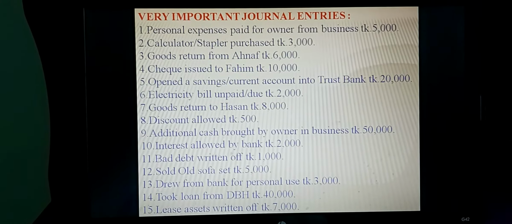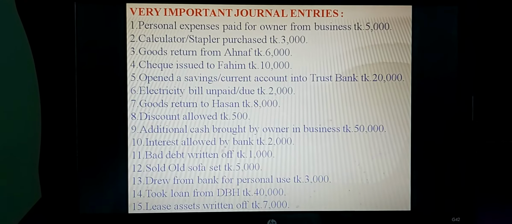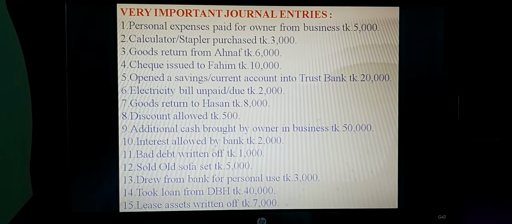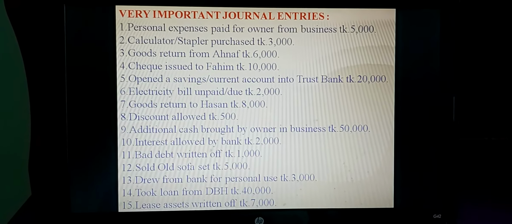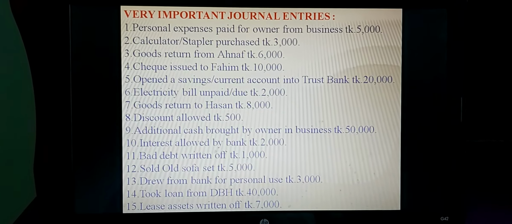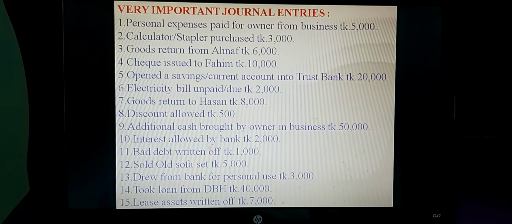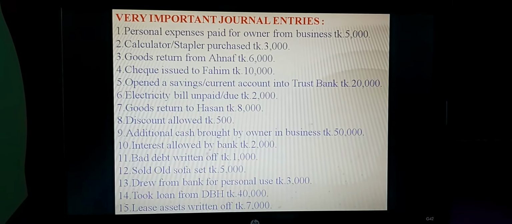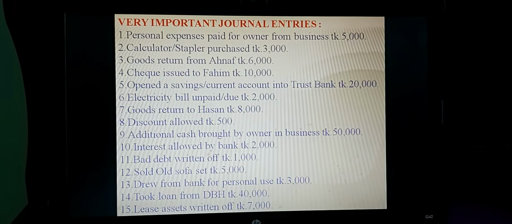Next one, bad debt written off. It is a new transaction for you. Bad debt written off, in another language, uncollectible debt. It means irrecoverable amounts from customer or debtor. Irrecoverable, that is not recoverable. So it is one kind of loss, that is expenses for business from customer. Who is customer? Our accounts receivable or debtors account is related to customer. In this transaction, expense increase and asset decrease.